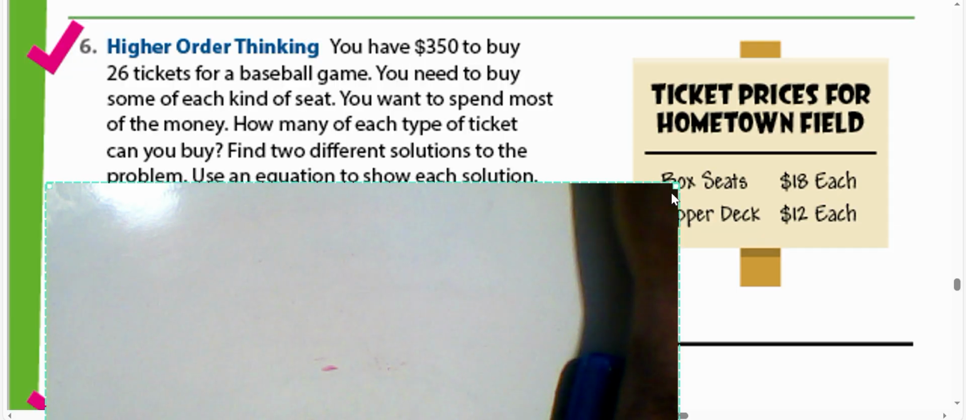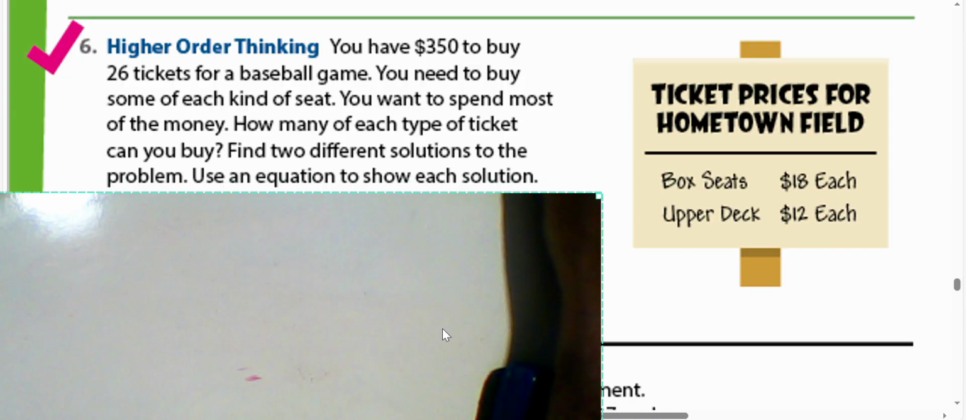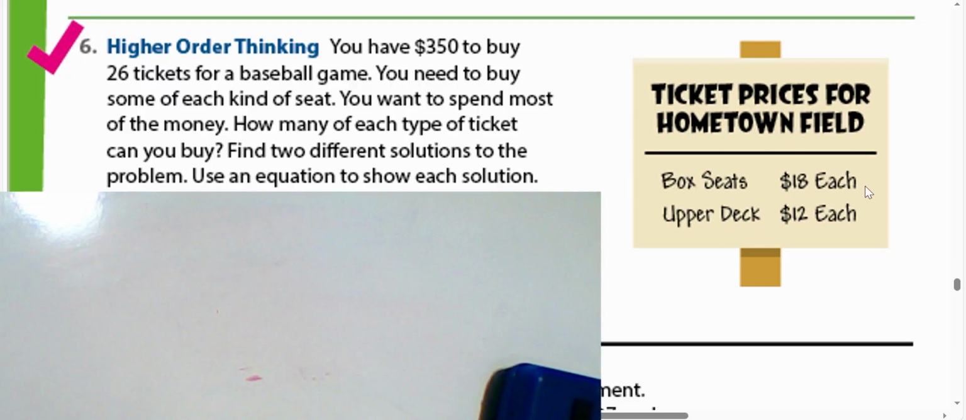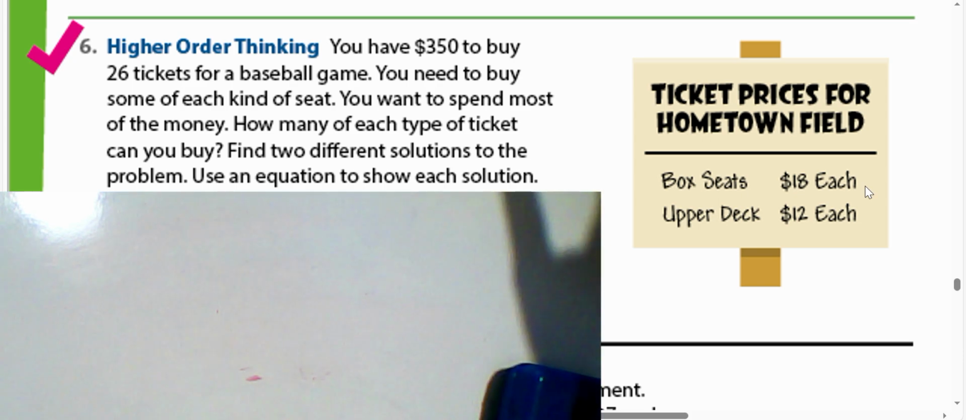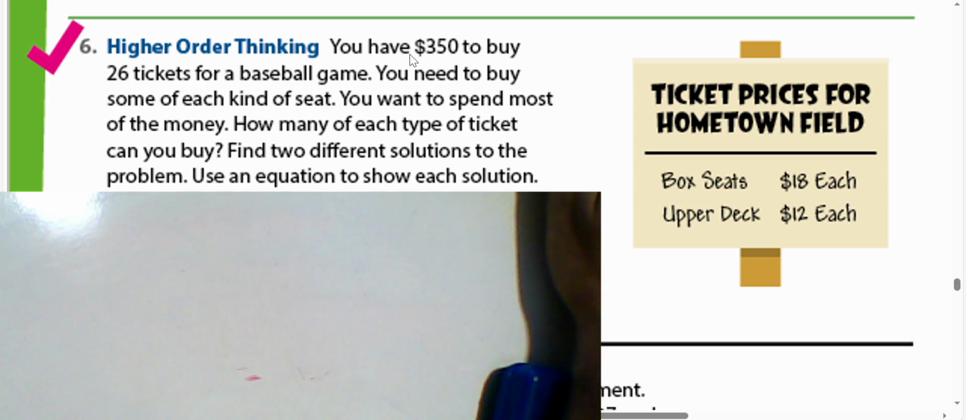Okay, look at this table here. Ticket prices for Hometown Field: box seats are $10 each, and upper deck seats are $12 each. You have $350 to pay for 26 tickets for a baseball game. You need to buy some of each kind of seat. You want to spend most of the money. How many of each type of ticket can you buy? Find two different solutions to the problem and find the equation.